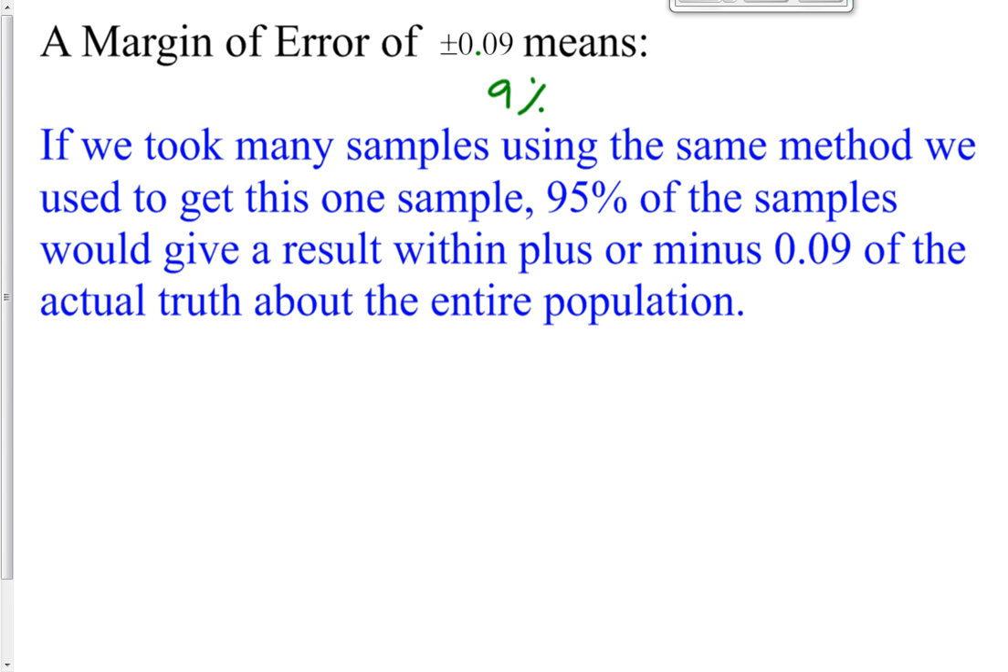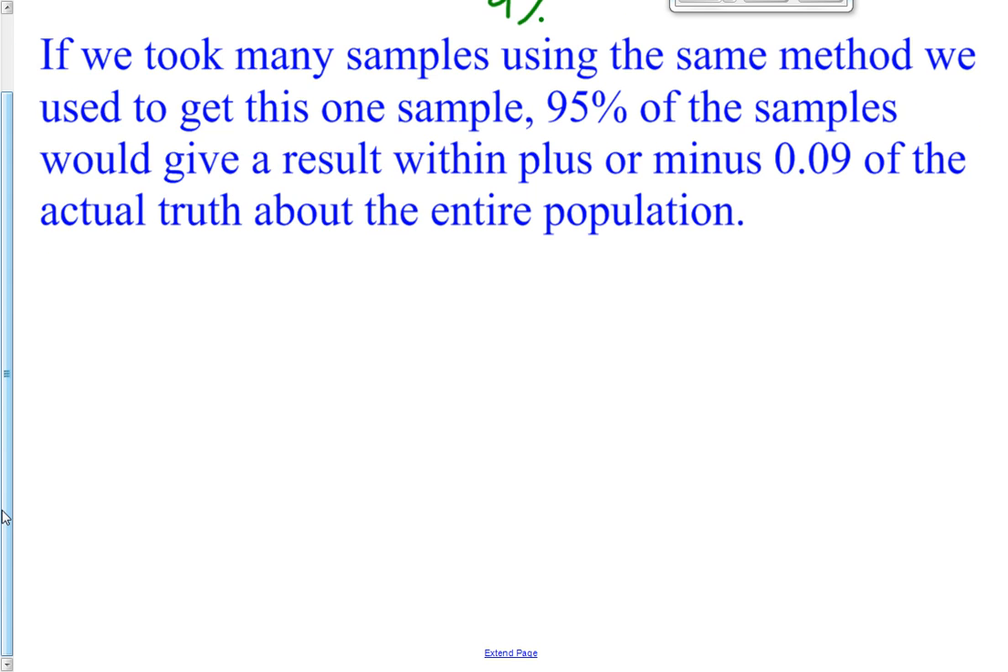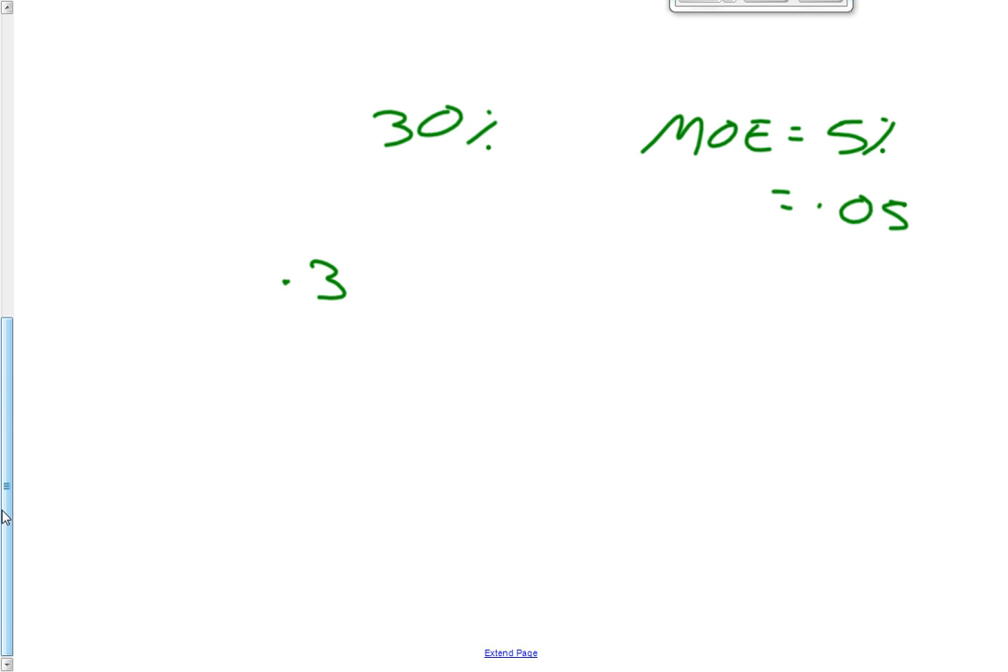So let's go with my Mountain Dew example that I had at the very beginning of class. I took a sample, and let's say I got 30%. So we would call that 0.3. Okay, 30% is 0.3. And then my margin of error, let's just say I got my margin of error to be 5%, which is 0.05. I would say that from 0.25 to 0.35, I am 95% confident that the population will be between 0.25 and 0.35.